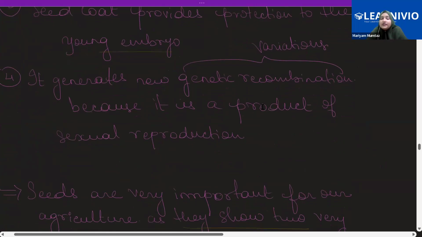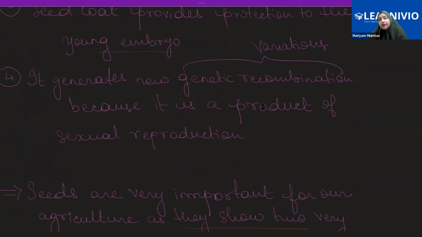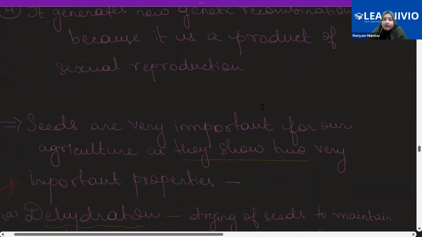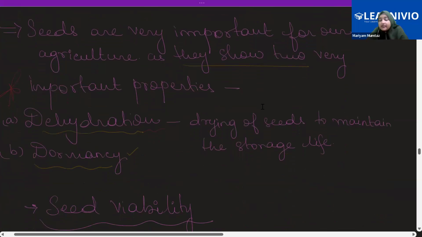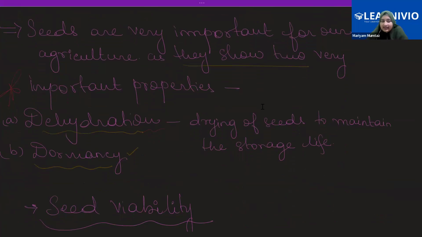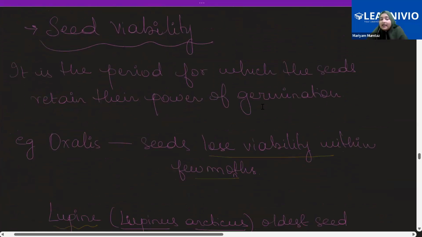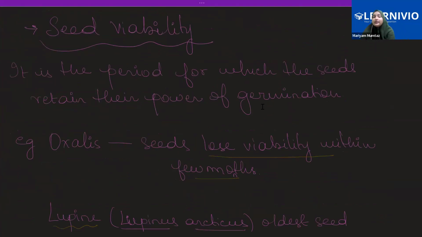And ultimately, because it is a result of sexual reproduction, it has, you can say, the characters of both the parents, and it is superior in terms of genetic recombination. And they're very important because this is how our agriculture is propagated, and they show two properties, dehydration and dormancy, because of which seeds are the best thing in order to propagate new plant life. Just like how the pollen had pollen viability, the seed also has a certain time period for which it is going to be effective, or it will have the power of germination.